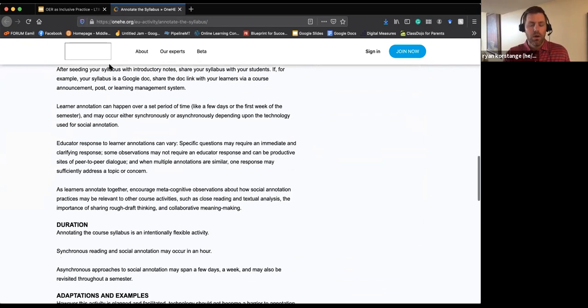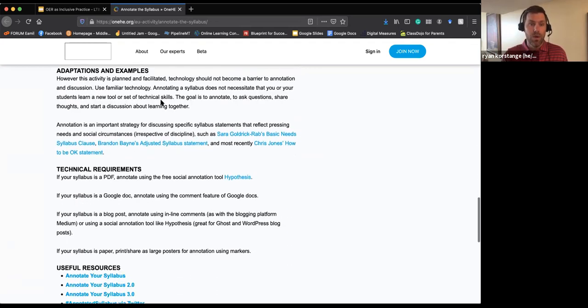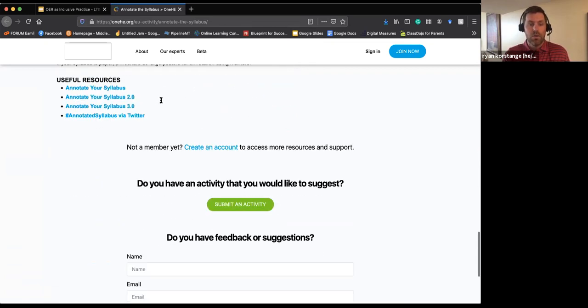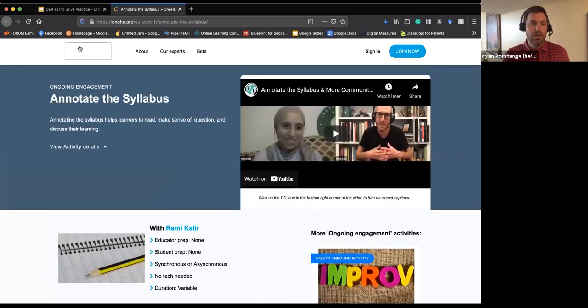What this simply does is use Hypothesis. If you're familiar with it or not, Hypothesis is a collaborative web annotation system that exists for free on the web. It uses Hypothesis to ask questions and think through problems and details, and maybe even, if you want, move towards a collaborative course design just with the syllabus.